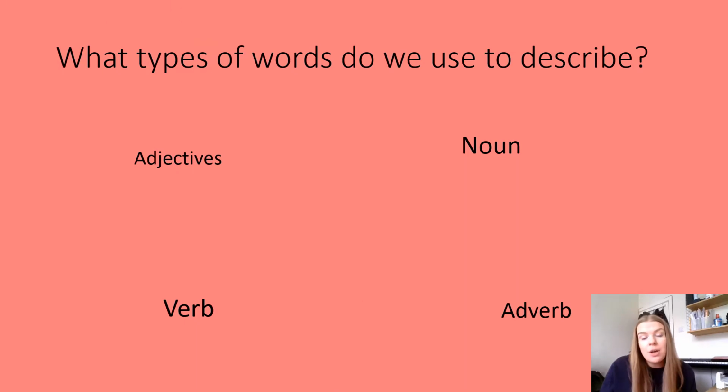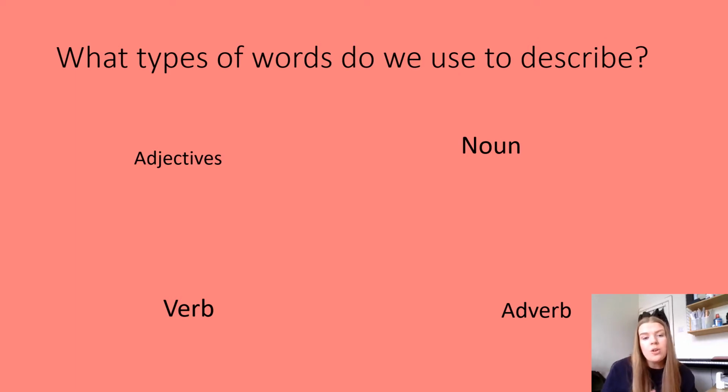Okay, brilliant job if you could name some of those characters I popped on the slide, and brilliant if you also named some more that you could think of. So we've established that a character is a person or a thing that's in a story. If you have characters in a story, they are the people that make up your story. Brilliant. Well done. So now we're going to look at what types of words we use to describe.